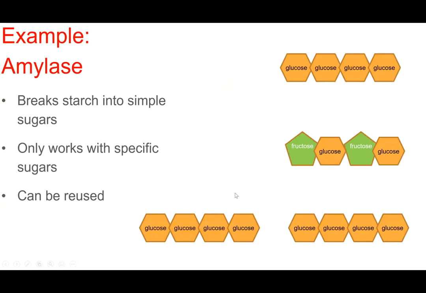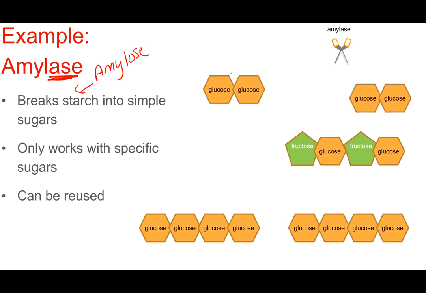Another example, we're going to use amylase again. It's an enzyme because you have ASE, right? It breaks starch, particularly amylose, into simple sugars. And it only works with specific sugars. So here's glucose and glucose, right? We're going to use our amylase, and it's going to break those two apart, right? But now if we try and use our amylase on fructose and glucose, it doesn't work, right? It only can break the bond between two glucose molecules. So we cannot use it on other molecules.